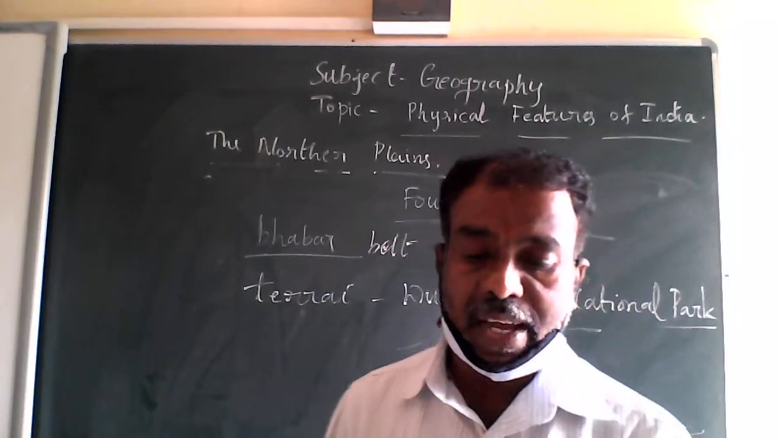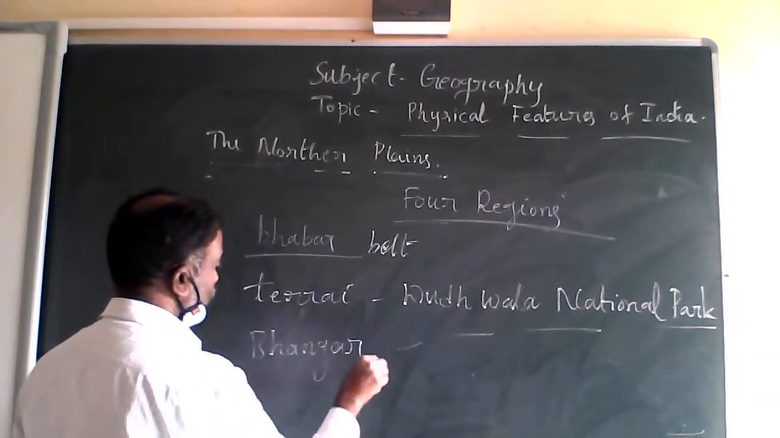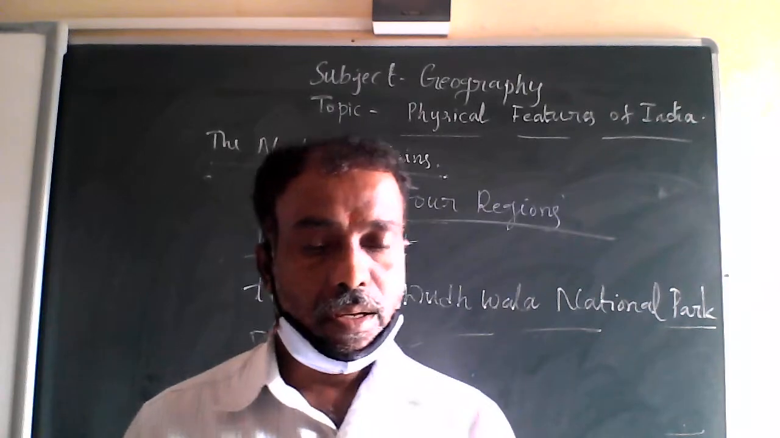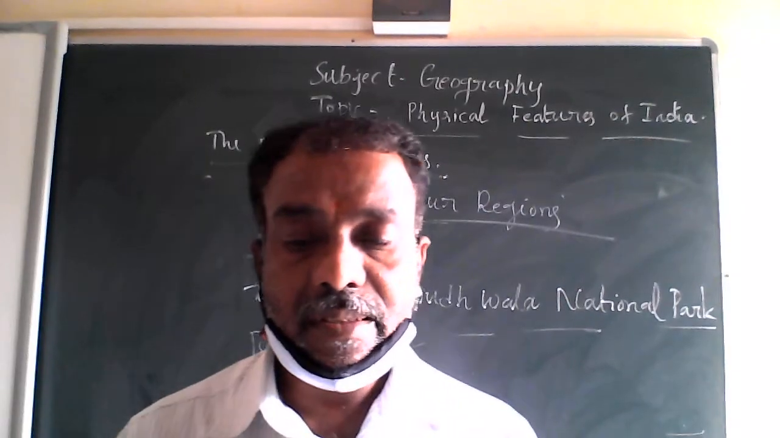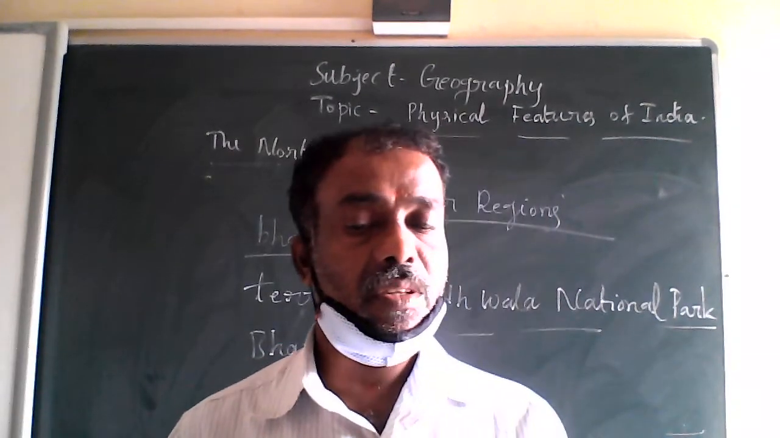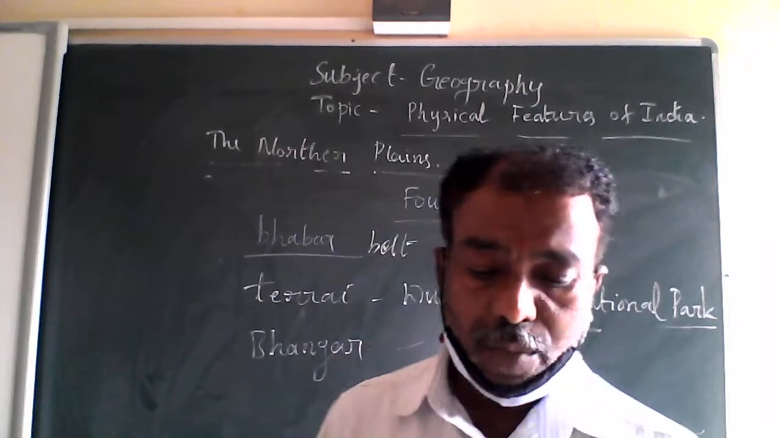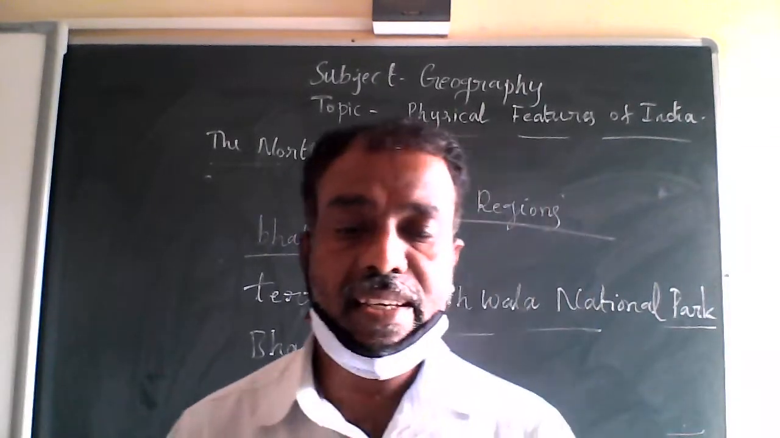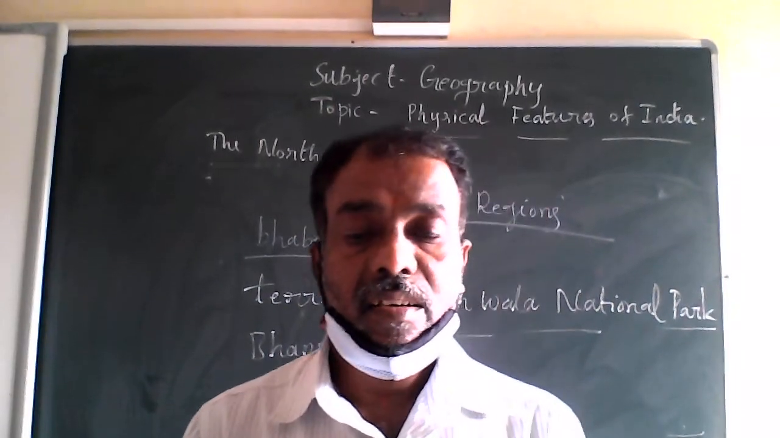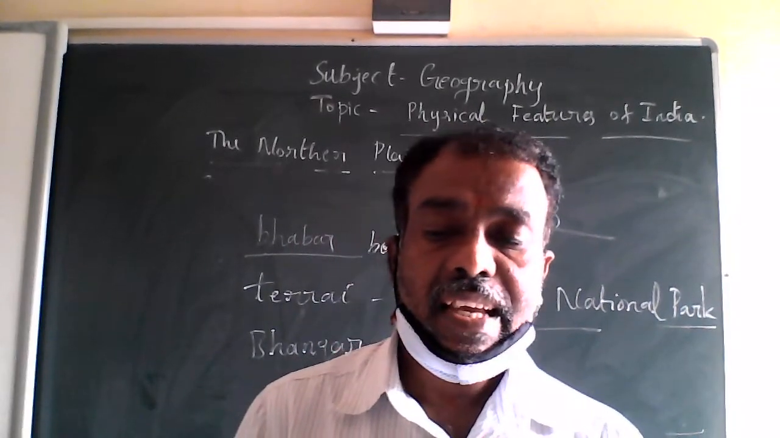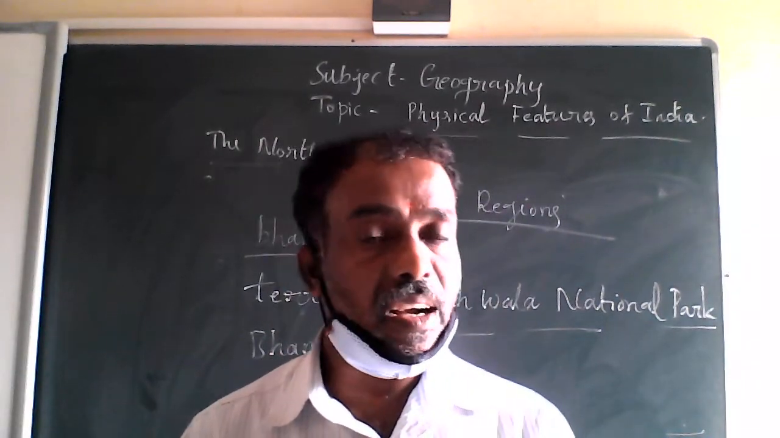And this part is known as Bhangar. See, the soil in this region contains calcareous deposits which is locally known as kankar. Understood now? So in most of this Bhangar region the soil contains kankar, that means calcareous deposits.